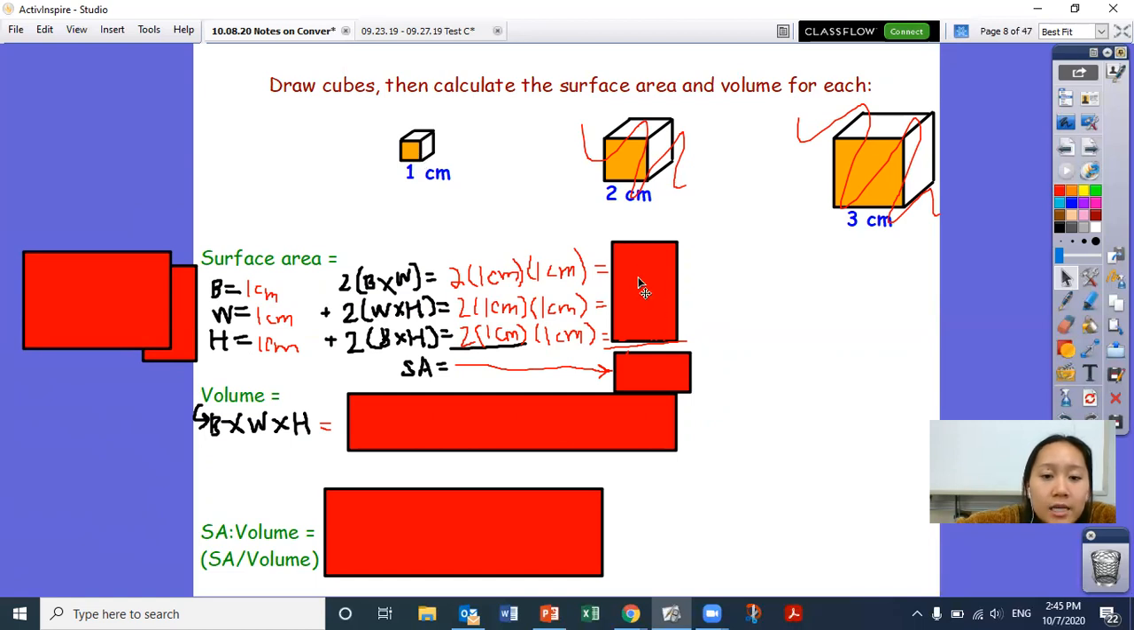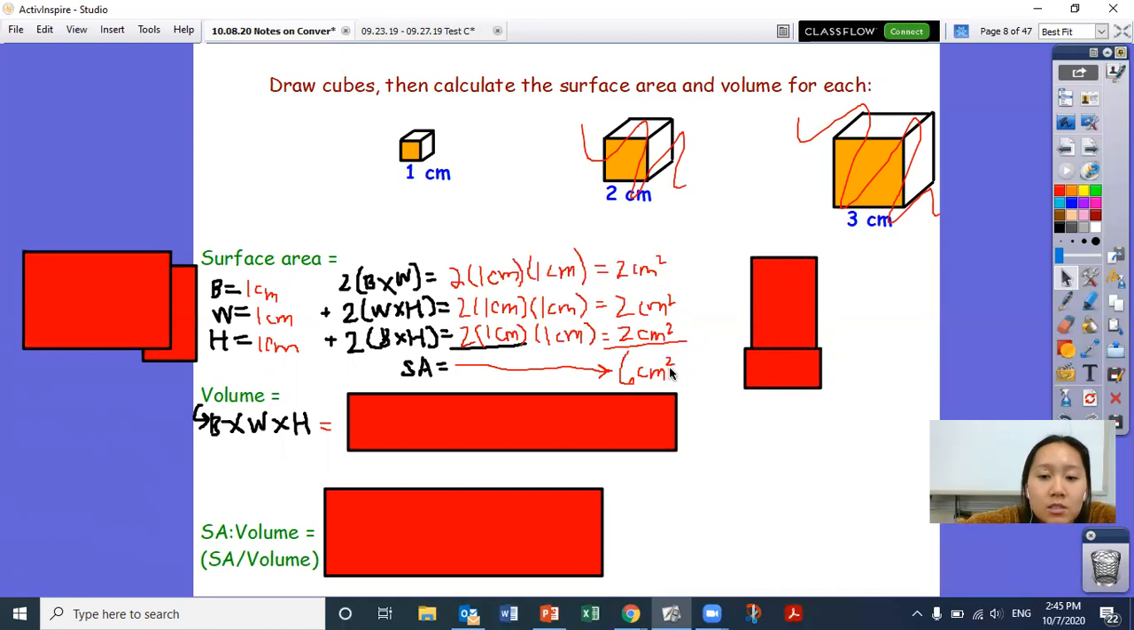Then you're going to take all 3 of these numbers that you have calculated, which is 2 centimeters squared. Remember, the units also get squared when you multiply them. And you're going to add them all up together to get 6 centimeters squared. Okay, that is your surface area. We're not done yet because this is our end goal.